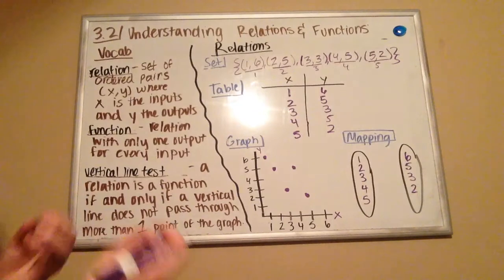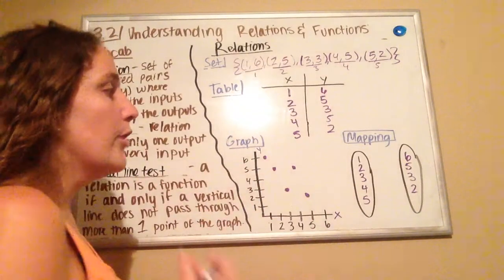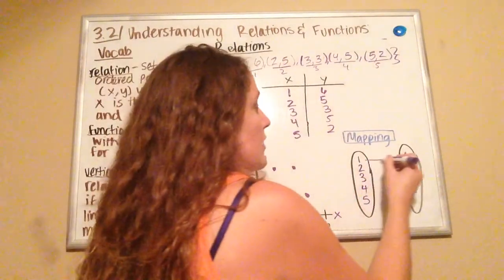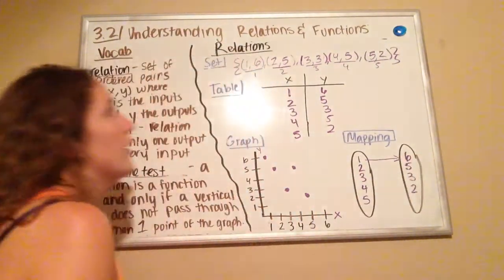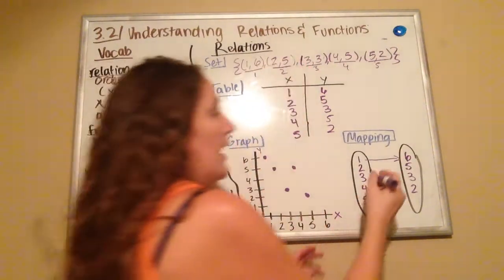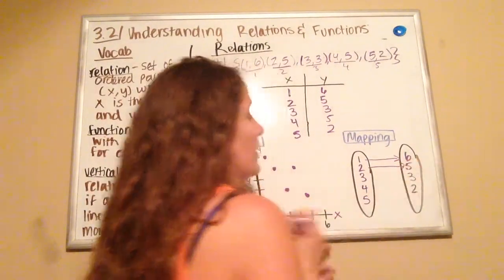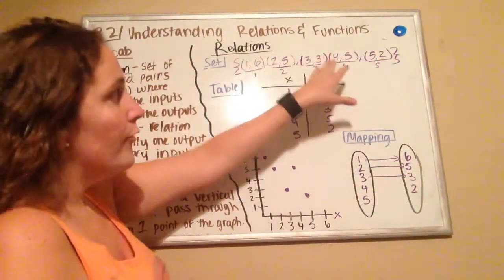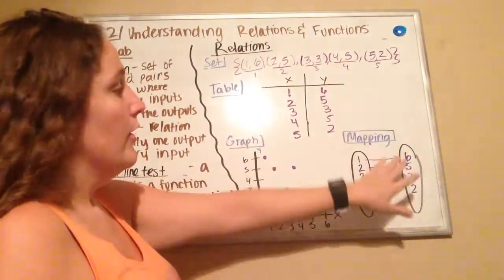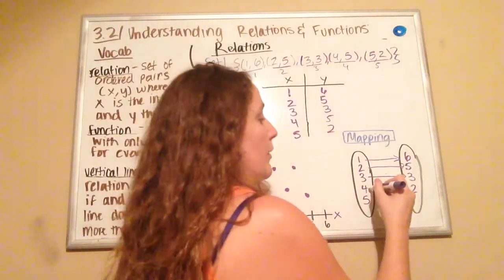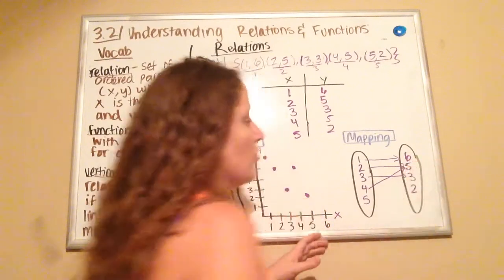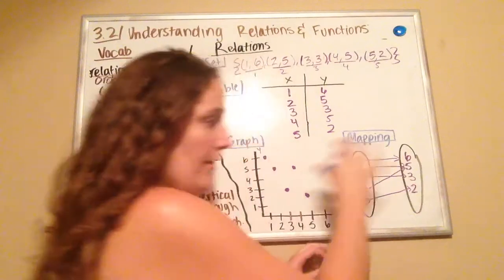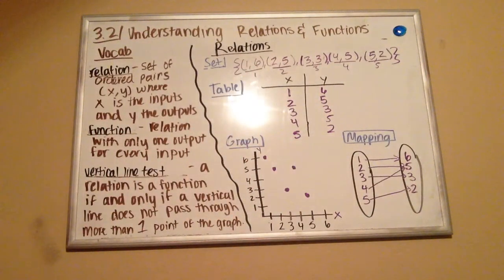And what we do to represent the relationship between things is draw arrows. So the 1 is related to the 6, so we draw an arrow between them. The 2 is related to the 5, so we draw an arrow between them. The 3 is related to the 3. And here the 4 is related to the 5. Remember, the only 5 that we have listed is the one up here. We don't list things twice. So we just draw an arrow to that same 5. And then the 5 is related to the 2. And that is the conclusion of our mapping diagram.